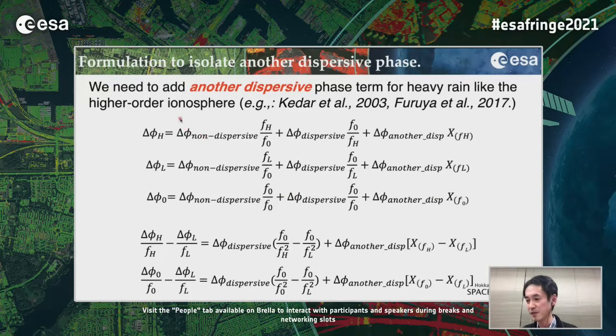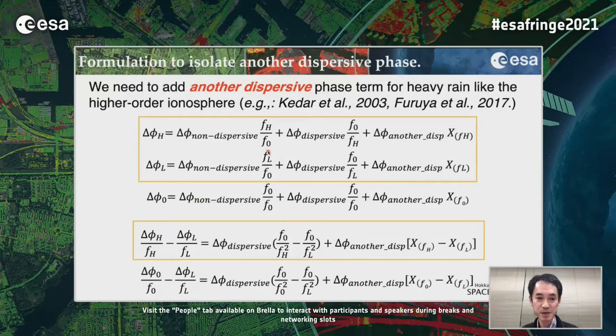In order to isolate the effect of heavy rain from the first order ionospheric effect, we need to add another dispersive phase term, like the higher order ionospheric effect. However, we do not yet know the explicit functional form of this other dispersive phase, so we just set it as X as a function of frequency. Although the exact form of X(f) is not available yet, we can at least mathematically isolate another dispersive phase following some algebra like this. First, subtracting these two equations, we will get this.